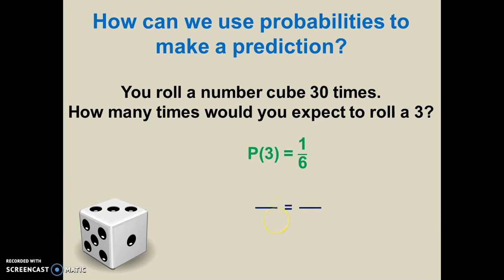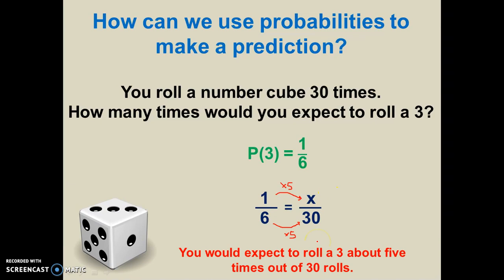If we set up a proportion, remember, blank equals blank, I can put my theoretical probability on one side, so 1 over 6, and on the other side I can find how many that would be out of 30 total. Solving a proportion, you can cross multiply or look for a vertical or horizontal relationship. Here, 6 times 5 gives me 30, so I do the same to the top: 1 times 5 is 5. So I would expect to roll a 3 about 5 times out of 30 rolls.